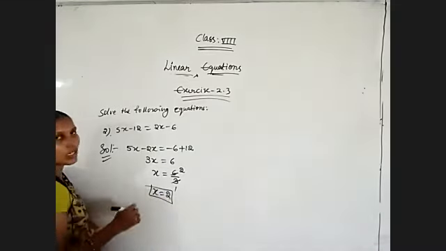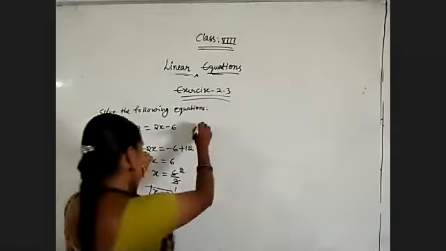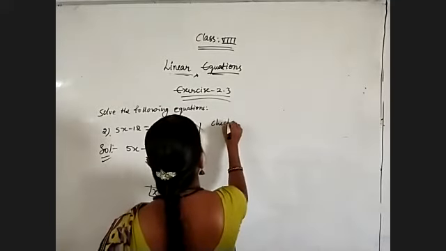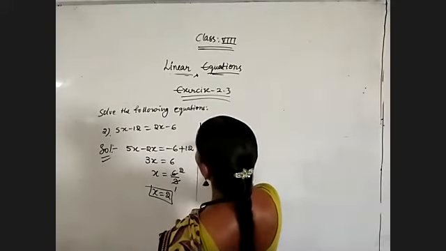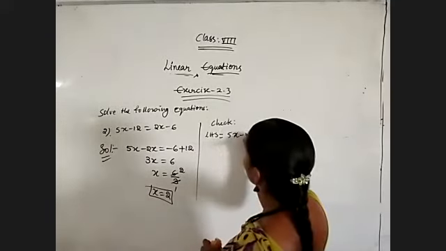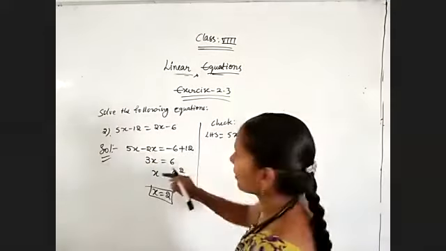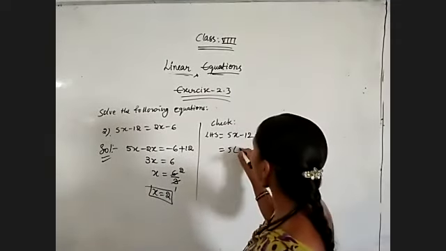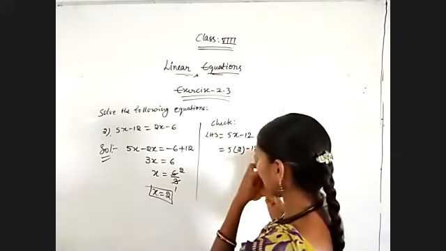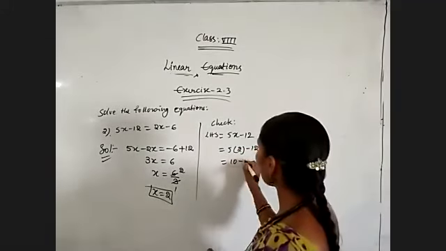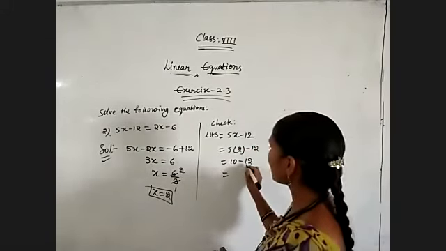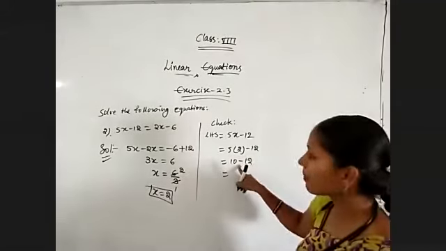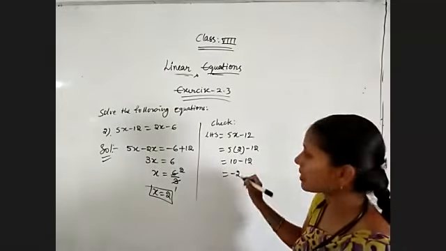Which value did I get for x? 2 I get. Now check. LHS is equal to 5x minus 12. Now which is equal to 5 into x value I got, 2, minus 12. So 5 twos are 10 minus 12. Which is equal to 12 minus 10. 12 is having minus, 10. So minus 2 will be the answer.